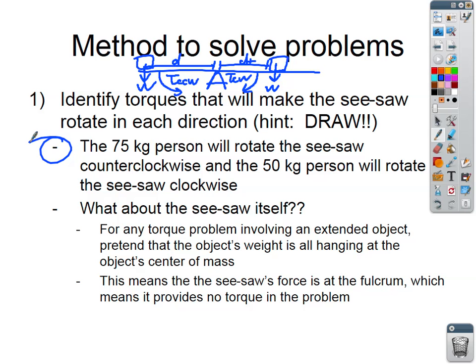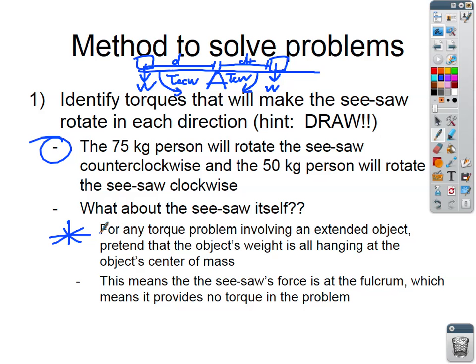What about the seesaw itself? I already kind of mentioned that. Could the seesaw make it rotate on its own? What we have to do, this is a very, very important point, is for any problems, we will always look at all these extended objects, usually boards, bridges, beams, whatever you want to call them. All right? We will pretend that the object's weight is all hanging at the center of mass. That's technically because the particles on one side are trying to pull it down, the particles on the other side are trying to pull it down. If you look at it from almost an atomic perspective, each side is equally weighing it down. So why don't we just say, let's put all the weight right in the middle. That's where it's going to happen.